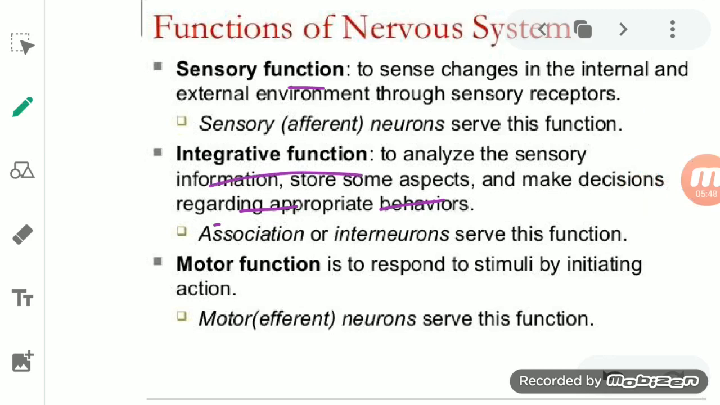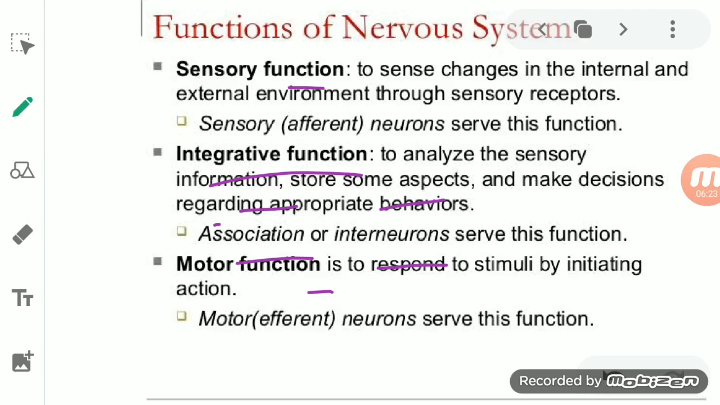Interrogative function means the information which is carried from the sensory neuron to there. What kind of decision or what kind of appropriate behavior should be performed is decided by the interneurons or the association neurons. Finally, motor function is there. It responds to the stimuli by initiating action. So the motor neuron tells how to respond, how to behave to the stimuli.